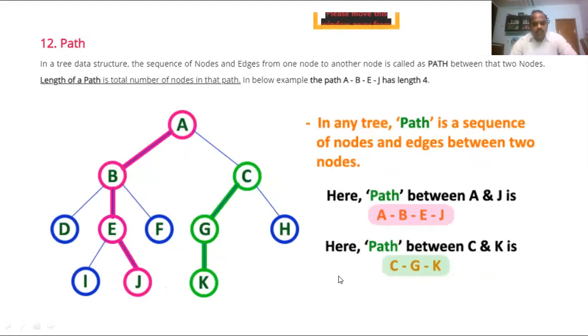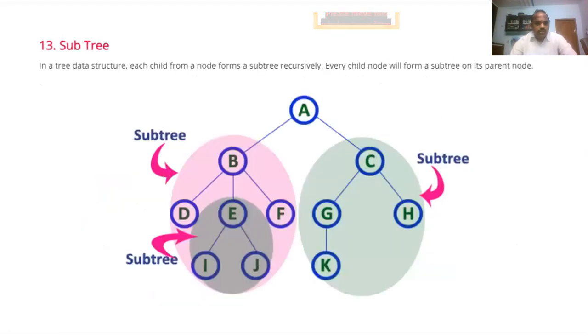Next one is the path. I want to reach from A to J. Which is the path, which is the way? Path means the way to reach J. I start with A, then traverse B, then traverse E and traverse J. So this is the path to J. Is there any other path? No, only one path. Clear?